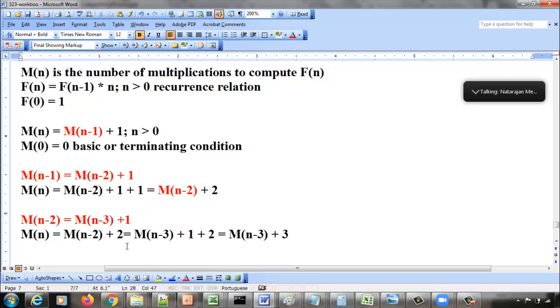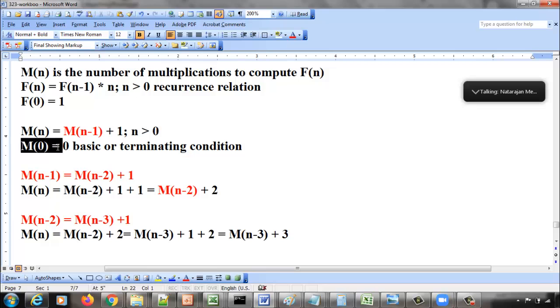So let me go over it one more time. The number of multiplications to compute n factorial is the number of multiplications to compute n minus 1 factorial plus one more multiplication. So that's how you get the recurrence relationship, and this is true for n greater than 0. For 0 factorial, you don't need to do any multiplication, so the number of multiplications to compute 0 factorial is simply 0.